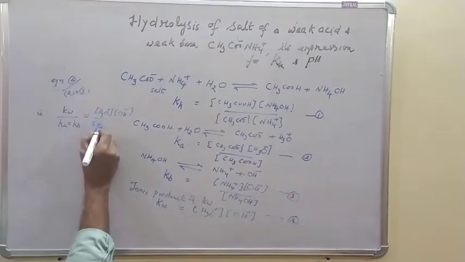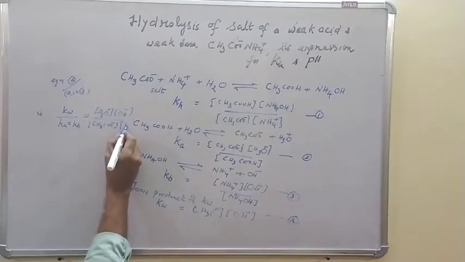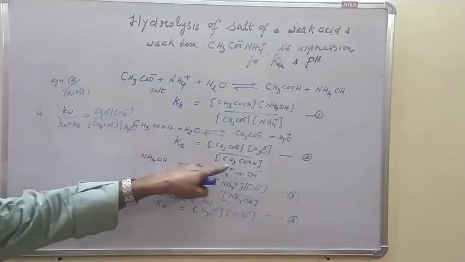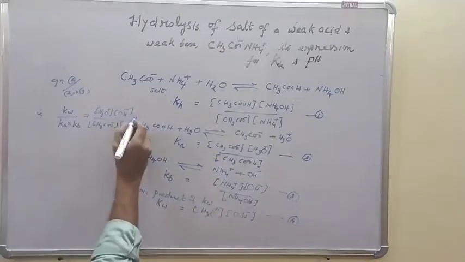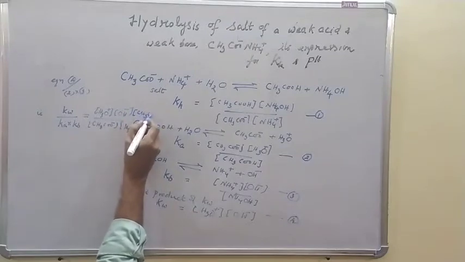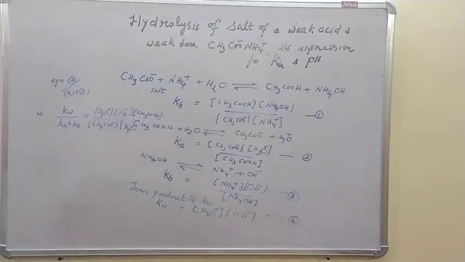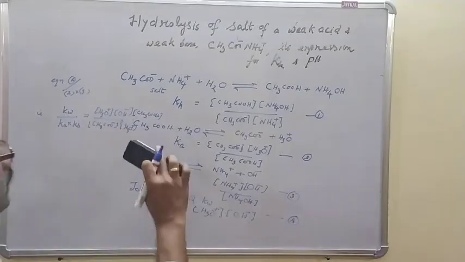CH3COO minus into H3O plus, divided by CH3COOH comes on this side.